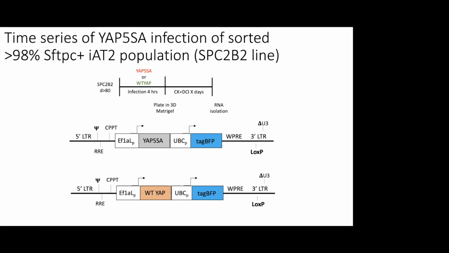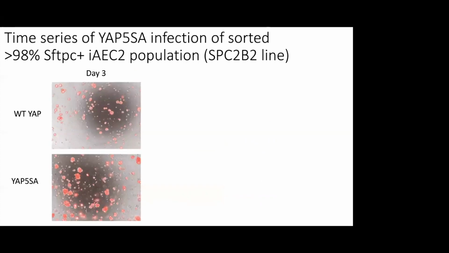So just to show you what this does to our cells, I used a cell line called SPC2B2. Kostas Alexandrotis works with that, and it has an SPC tdTomato reporter in it. And I infected these cells with either the YAP5SA or the wild type YAP, and then plated them in 3D Matrigel and kept them in our normal sort of distalization media. And so this is what the cells look like.